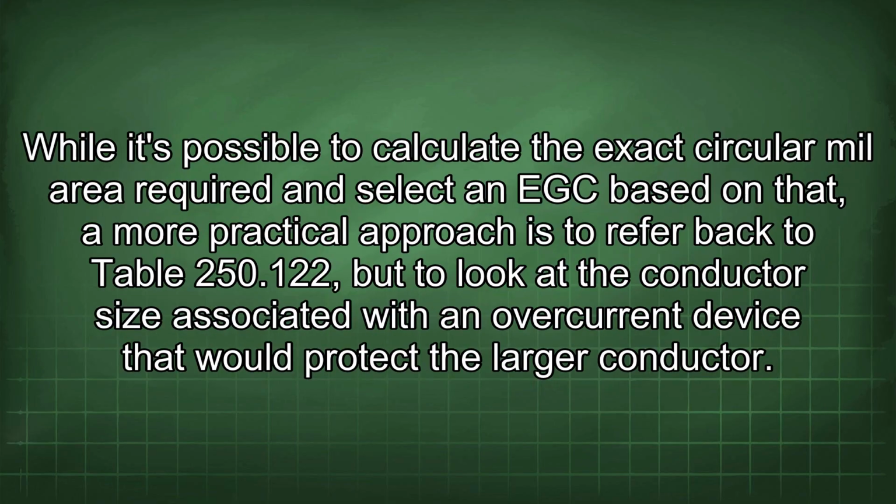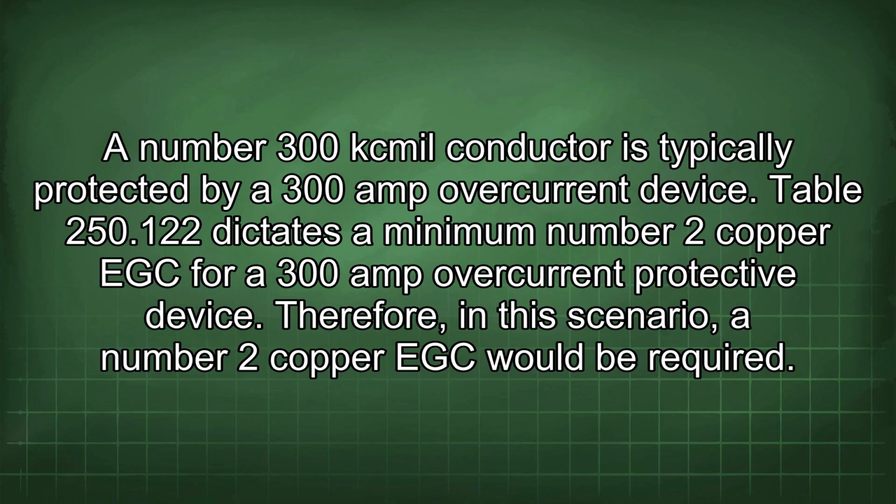Therefore, the EGC must be increased by the same factor. While it's possible to calculate the exact circular mil area required and select an EGC based on that, a more practical approach is to refer back to Table 250.122, but to look at the conductor size associated with an overcurrent device that would protect the larger conductor. A number 300 kcmil conductor is typically protected by a 300 amp overcurrent device. Table 250.122 dictates a minimum number 2 copper EGC for a 300 amp overcurrent protective device. Therefore, in this scenario, a number 2 copper EGC would be required.